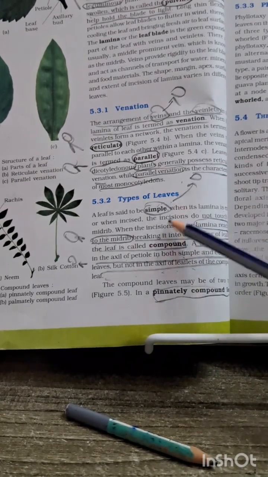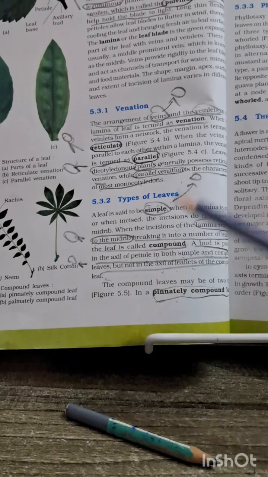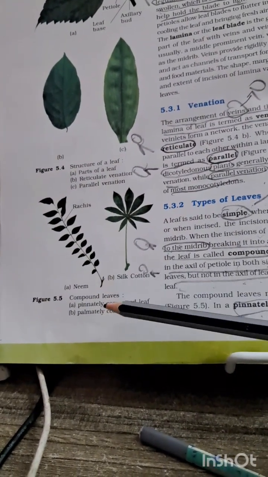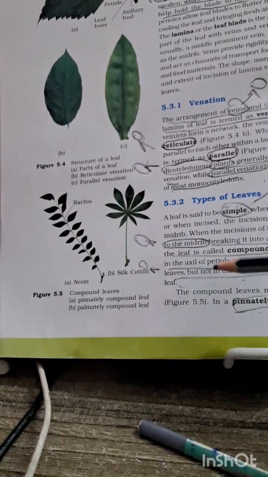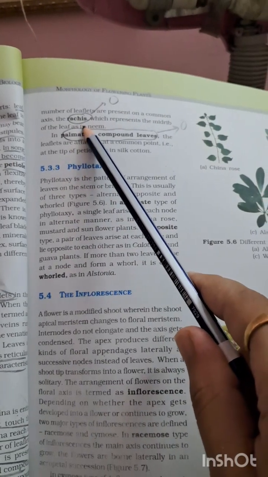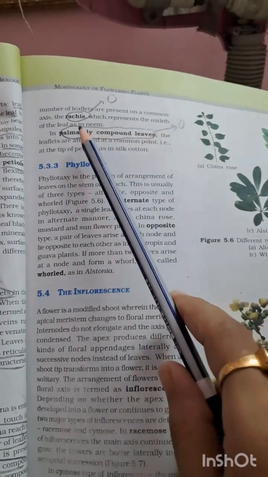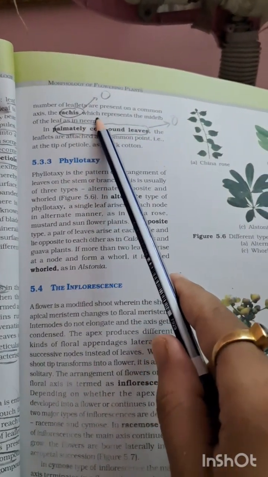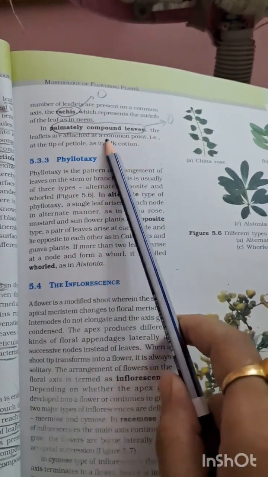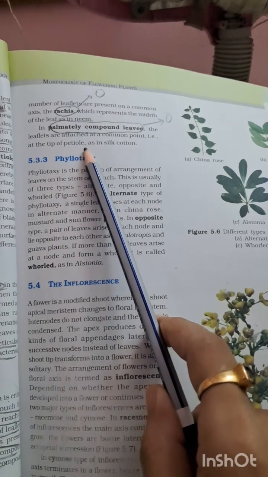And compound leaves are divided into pinnately and palmately compound leaves. So you have to be very clear about these two types as it has been shown in these images, and they might ask you an image based question. In pinnately compound leaves, a number of leaflets are present on a common axis, the rachis, which represents the midrib of the leaf, as in neem. You have to remember the examples also. And in palmately compound leaves, the leaflets are attached at a common point, that is the tip of the petiole, as in silk cotton.